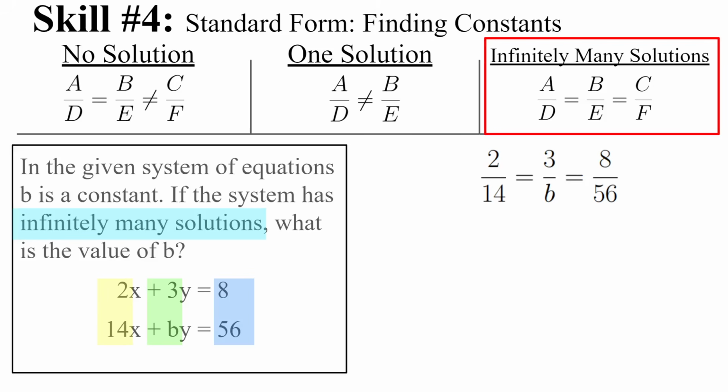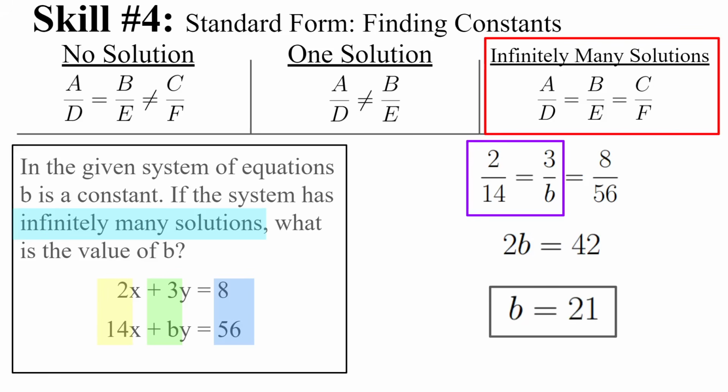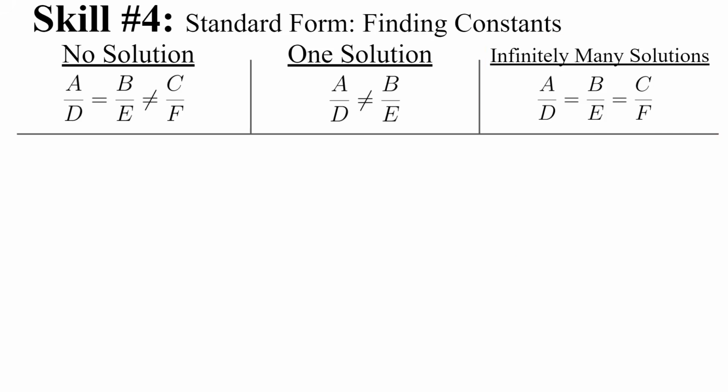And I can set the 3 over b equal to either of those things to solve. Why not, just like we were doing before, get in the habit of, if possible, doing the left side, just because that would also work in a no solution problem. So it makes sense to do it in a way that is applicable to more types of problems. So we're going to cross multiply. We get 2b equals 42. Divide both sides by 2, and we get b equals 21. Great.